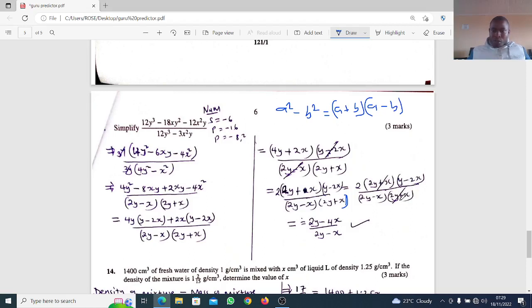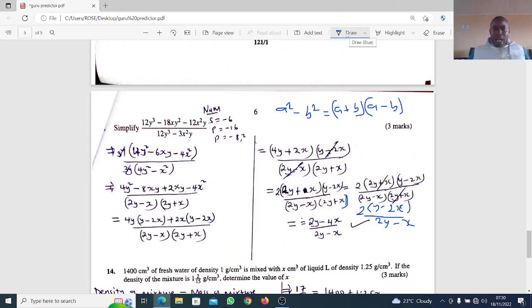Remember now, this you can cancel. After cancelling, we remain with 2 into brackets y minus 2x, all over 2y minus x. If you open the upper bracket, it becomes 2y minus 4x, all over 2y minus x. That becomes the answer when you simplify.